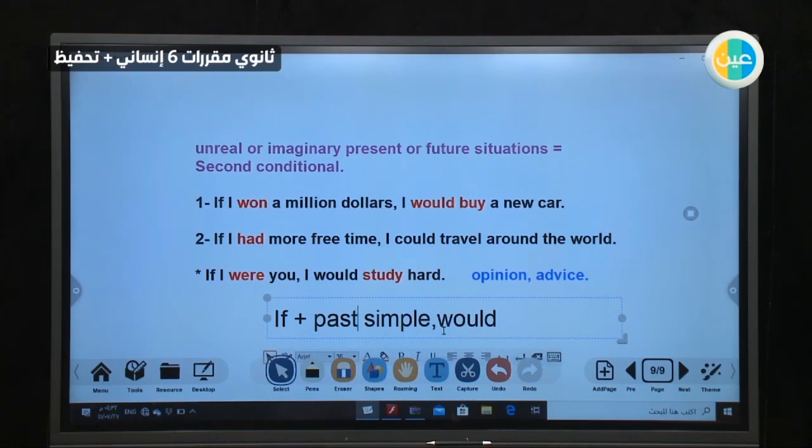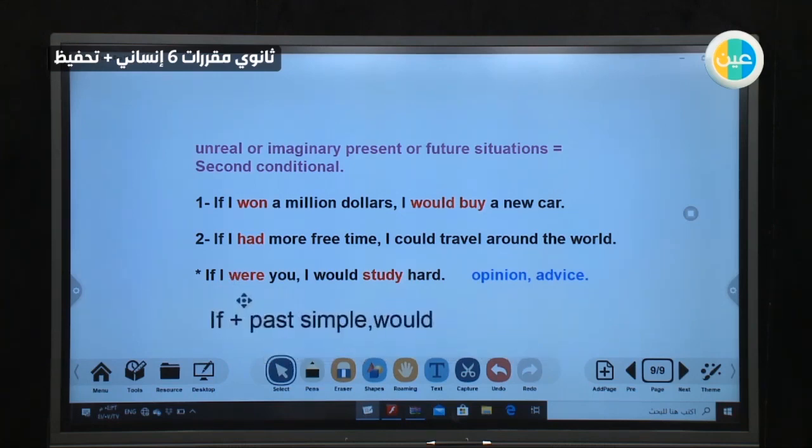Okay, look at the last sentence here. If I were you, I would study hard. Why didn't we say "if I was"? I was, not I were. But here we said "I were you." Do you have any idea?